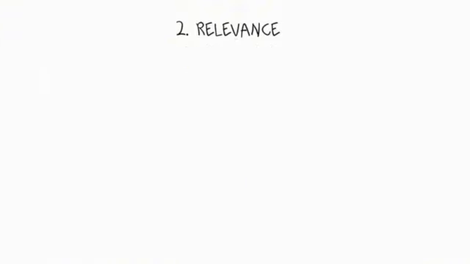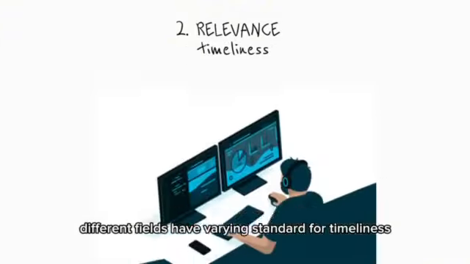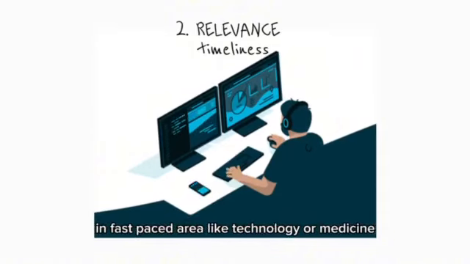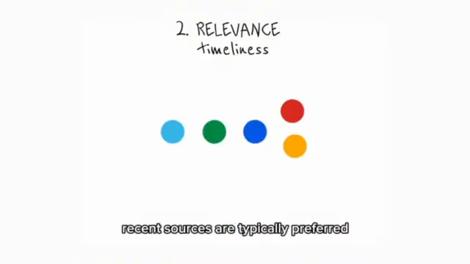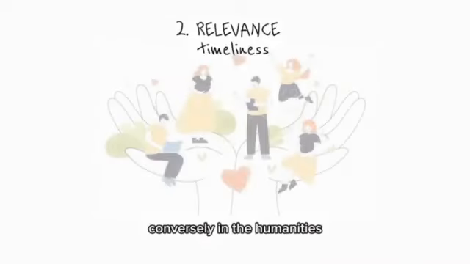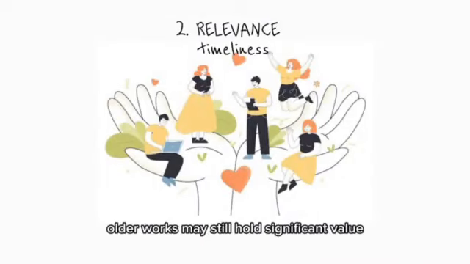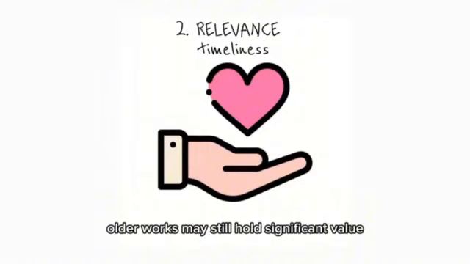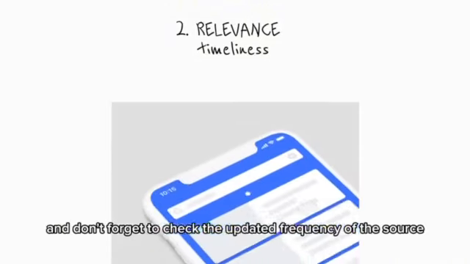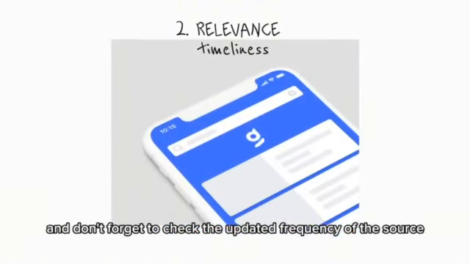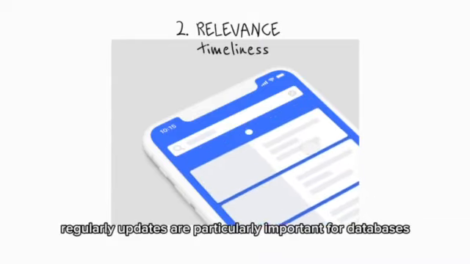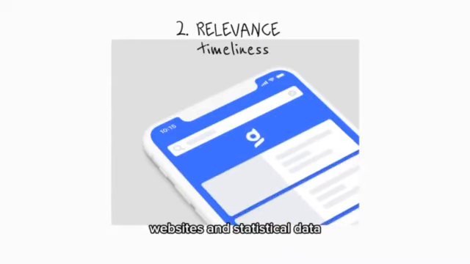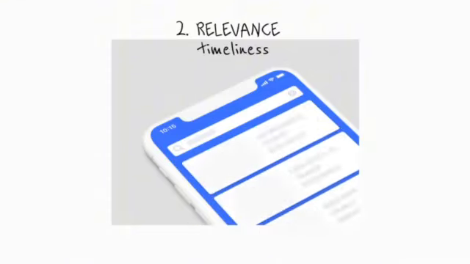Context matters. Next, let's discuss timeliness. Different fields have varying standards for timeliness. In fast-paced areas like technology or medicine, recent sources are typically preferred. Conversely, in the humanities, older works may still hold significant value. And don't forget to check the update frequency of the source. Regular updates are particularly important for databases, websites, and statistical data.